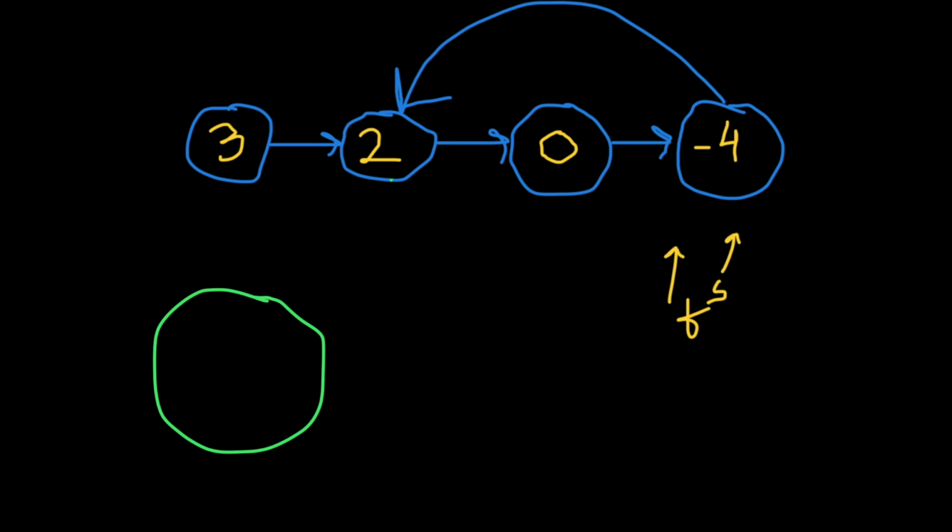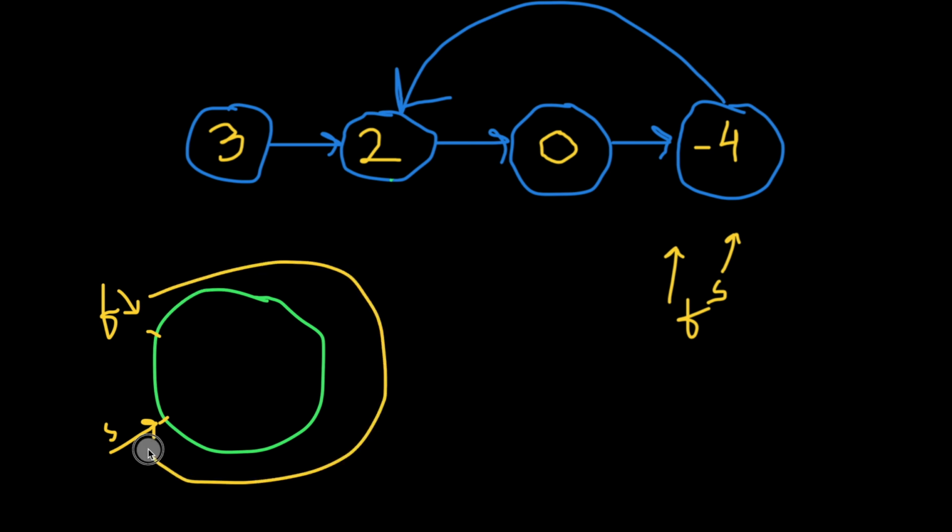In this cycle, maybe the slow pointer is pointing at some node here, and the fast pointer is pointing at some node here, and this is the distance between them. Between two adjacent nodes the distance is 1, and this one we have considered as d.